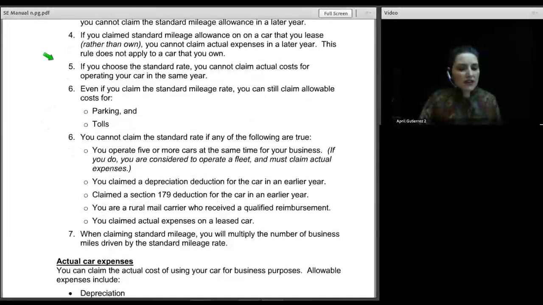If you choose the standard rate, you cannot claim actual costs for operating your car in the same year. Well, duh. Let's do both. I'm going to claim actual costs of operating my car plus the standard mileage rate all at the same time. That sounds like a good deal. I'm sure there are people who try that. Even if you claim the standard mileage rate, you can still claim allowable costs for parking and tolls.